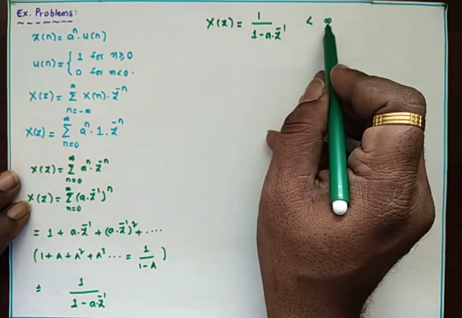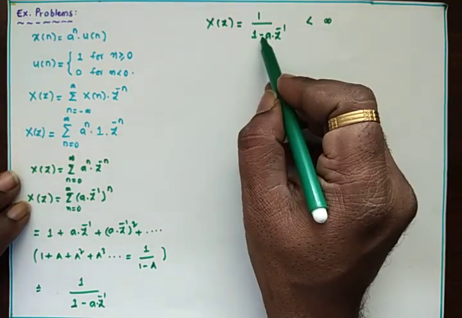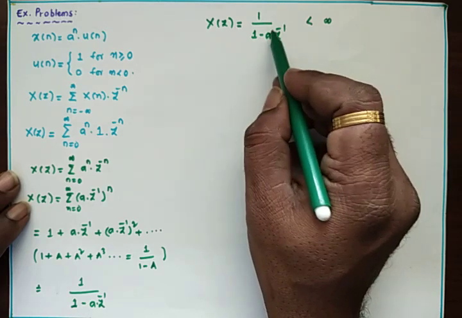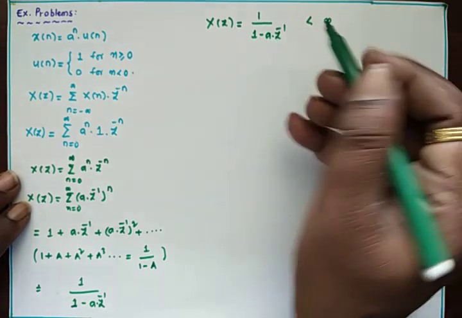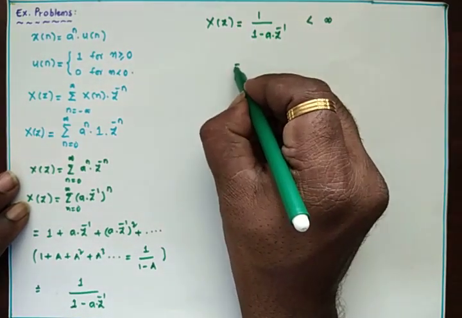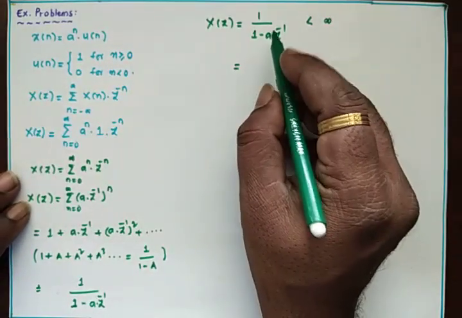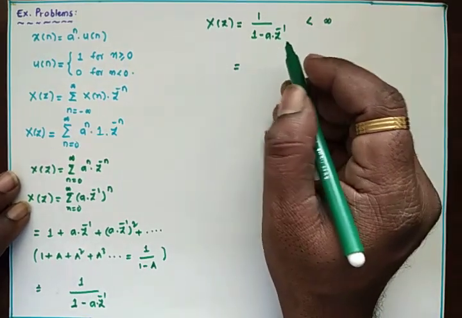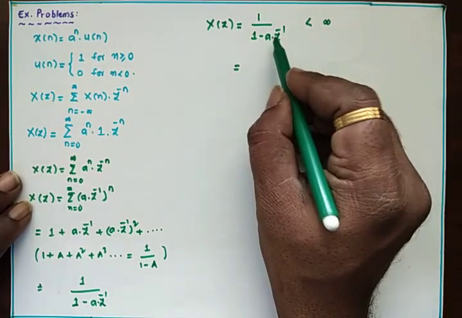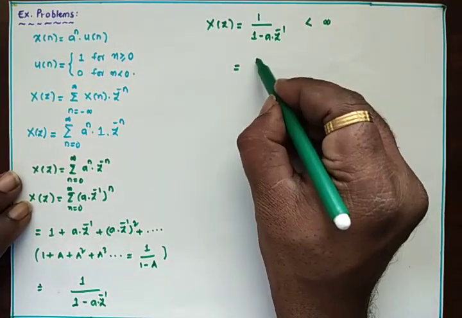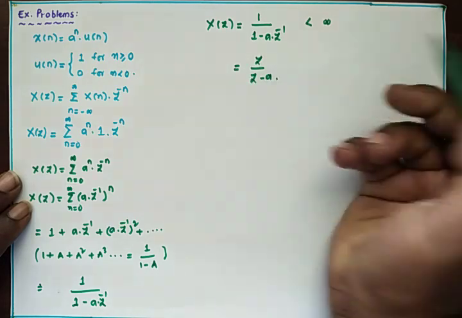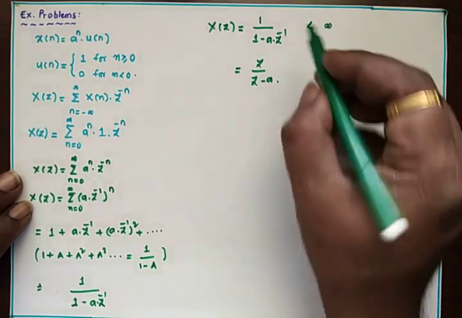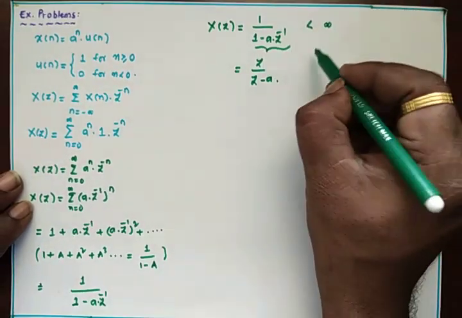So if it is less than infinity, it must be greater than 0 only. So I can go with this consideration for the ROC calculation, and if you simplify this one, you can get z by z minus a. You can get z by z minus a. But here, if I take the ROC, what does that mean?